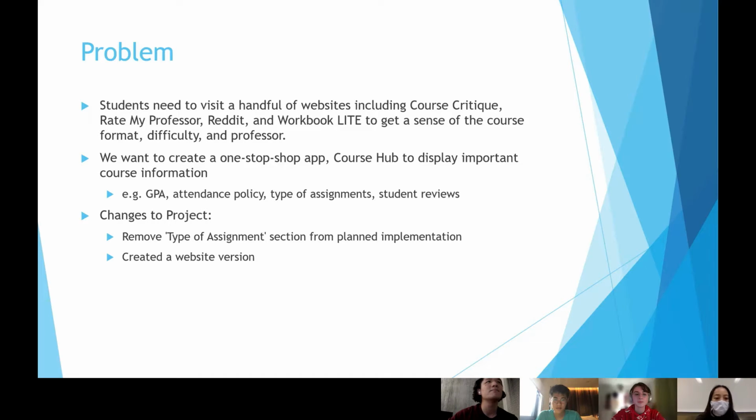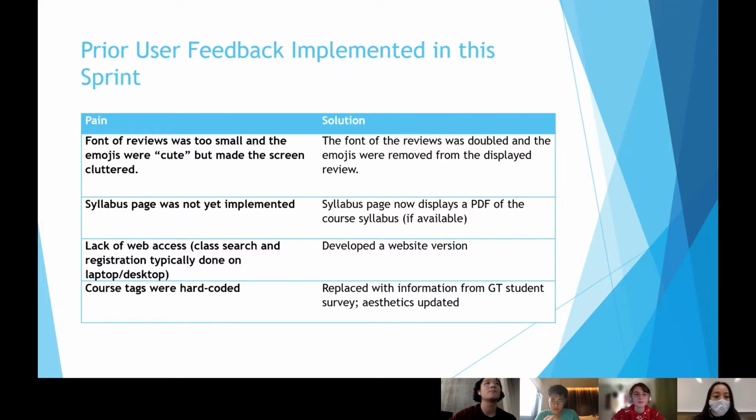And some changes that we made to the project in this sprint is that we decided to remove the types of assignment section from the planned implementation and also to create a website version. After Sprint 4, we found some valuable user feedback, including that they would like to see the syllabus page fully implemented, and then also that the users were interested in seeing a website version for our product.